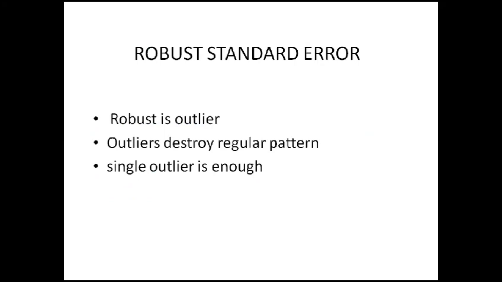Robust standard error is about outliers. Actually, robust statistics provide the idea of outliers. Outliers are those points in the panel data set that destroy the regular pattern, and a single outlier is enough. Means one single outlier is enough to break the systematic way and misguide, so it must be taken care of.